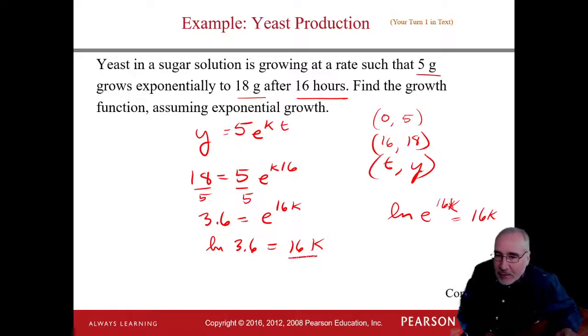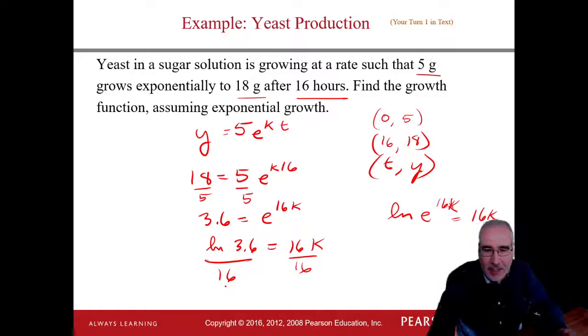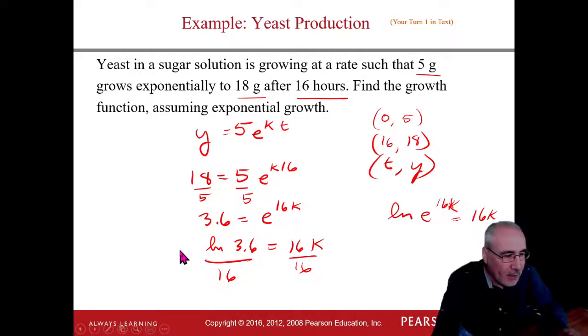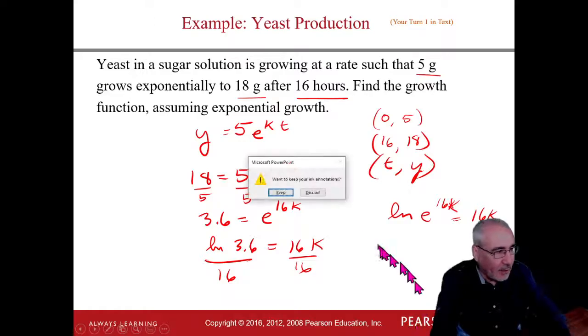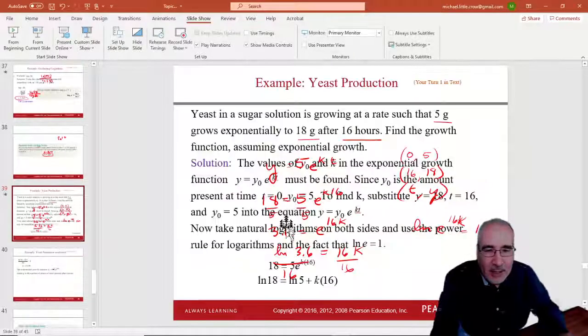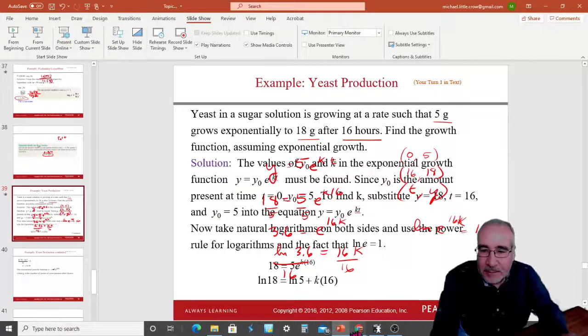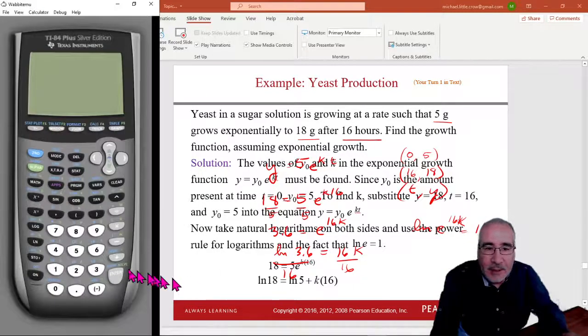Divide both sides by 16. That's our answer: natural log of 3.6 divided by 16. We can plug it in, and let's see if I can keep that. Again, I'll use my calculator here.